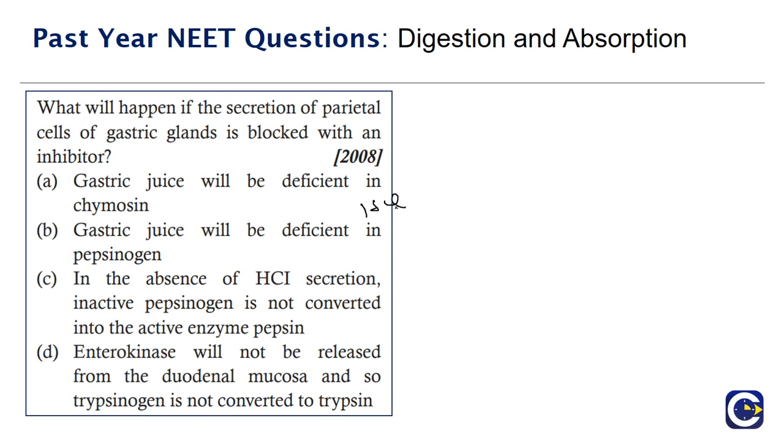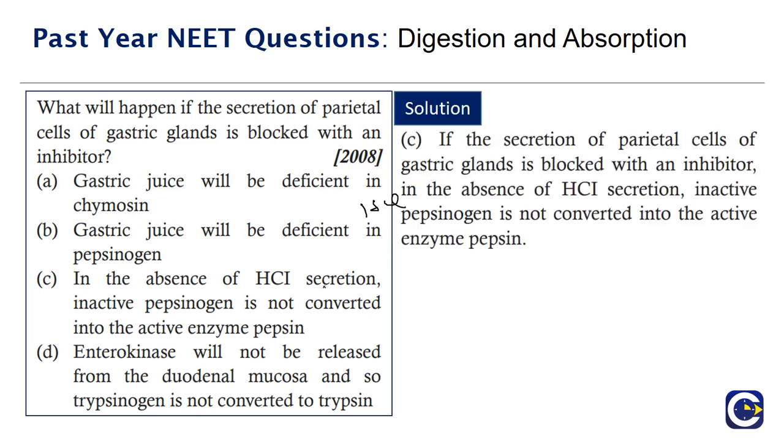The chief cells produce pepsin. So in absence of HCl secretion, inactive pepsinogen is not converted into active pepsin. So this is the option. Enterokinase is secreted by the duodenal mucosa, so it will take care of its own secretion, so that's not a trouble. If secretion of parietal cells of gastric glands is blocked with an inhibitor, in absence of HCl secretion, inactive pepsinogen is not converted into active pepsin.